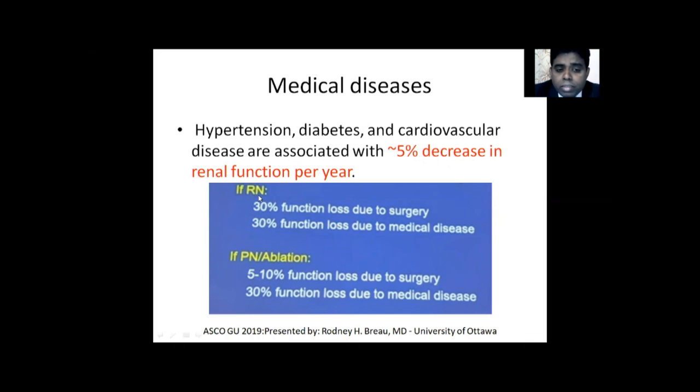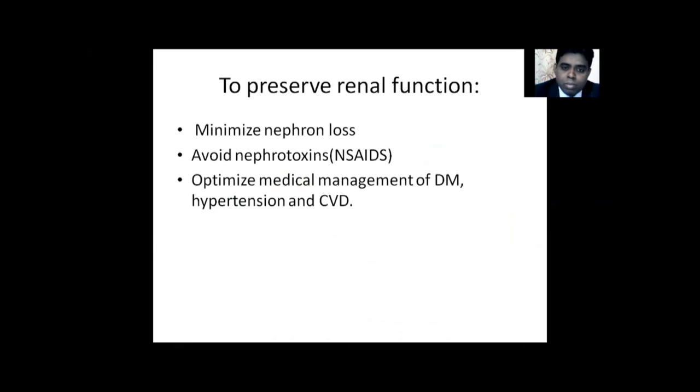When we do a radical nephrectomy, there's a loss of 30% function in the kidney. At the same time, if they have a medical disease, each year they lose about 5% of the eGFR. So in 6 years, they will lose about 30% of the nephrons. So they lose about 60% of the nephrons in 6 years. But if you do a partial nephrectomy, there's a 10% nephron loss. Plus, if they have a medical disease, they can lose 30% of the nephrons. So not only is doing nephron-sparing surgery important, we have to manage the medical disease as well.